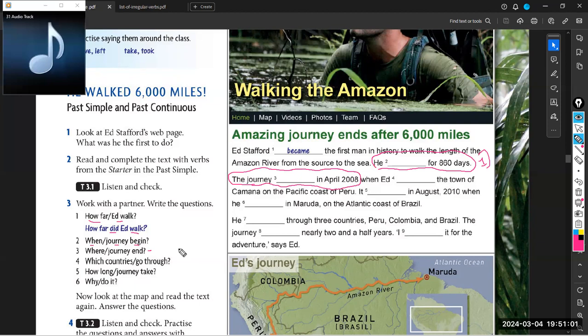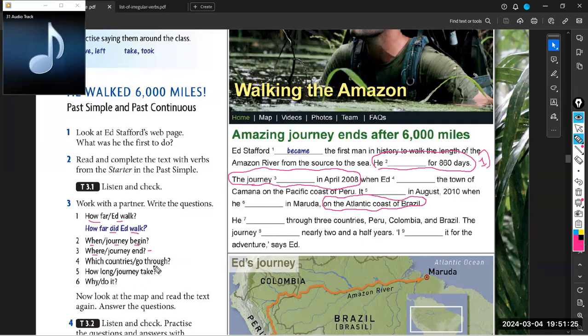Now, where did the journey end? Not when, but where? In August. On the Atlantic coast of Brazil. Exactly. It is where, but not when. So it ended on the Atlantic coast of Brazil. This is the answer to question number 3.